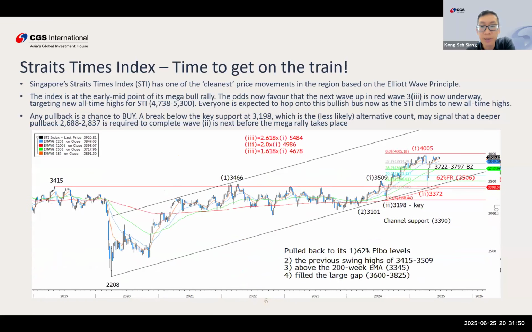So here, if you zoom in, you can clearly see the structure of an uptrend taking place from the 2020 lows. You can see the April sell-off actually fell to the exact level where the support trend line was from the 2020 lows, and then it started to bounce sharply. So that tells you that if there is another sell-off, it is very unlikely it will go back below the 3,300 level here for the STI. Any pullback here remains a strong buy for the Singapore market.